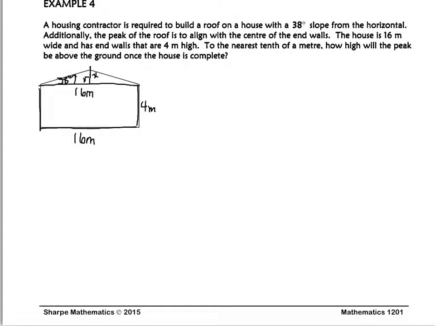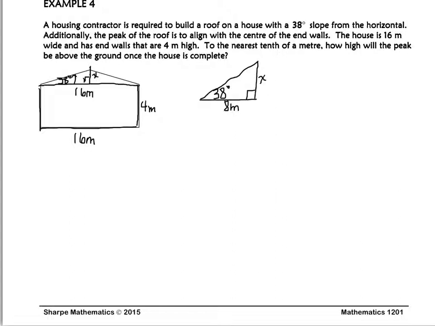So if we look at the little right triangle that we have, and I'm just going to draw it again here because it's a bit squishy there, it's hard to read it. So this here would have to be x, we don't know what that is yet. We do know that this is 38 degrees right here. And if this peak is halfway or in the center of the end wall, that means the end wall being 16 meters, this should only be 8 because it's halfway.